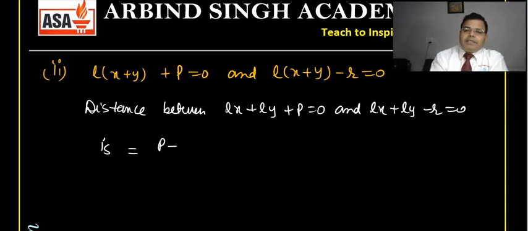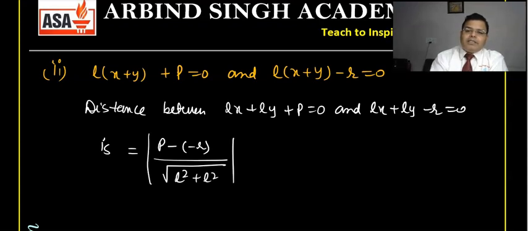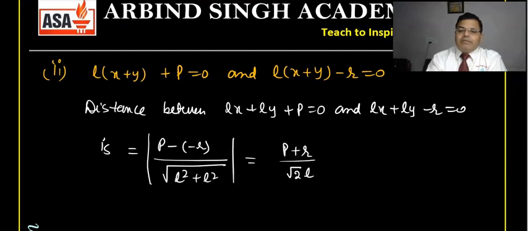C1 minus C2, that is p plus r, divided by under root a square plus b square, that is L square plus L square. So this is p plus r upon under root 2L. This will be the value and that will be the answer. Depending upon this, this will be the answer. The distance between two parallel lines is like this.